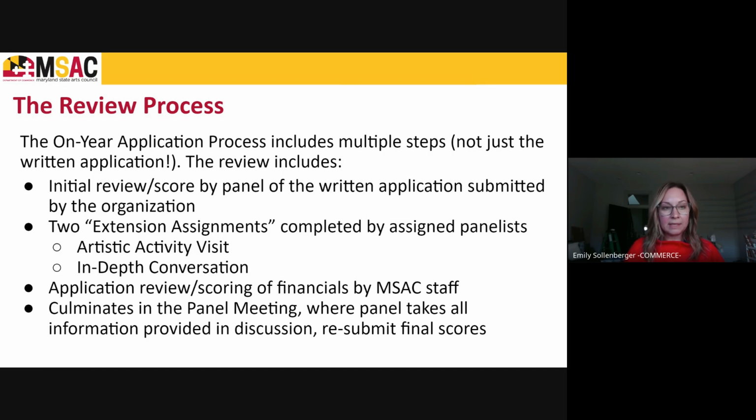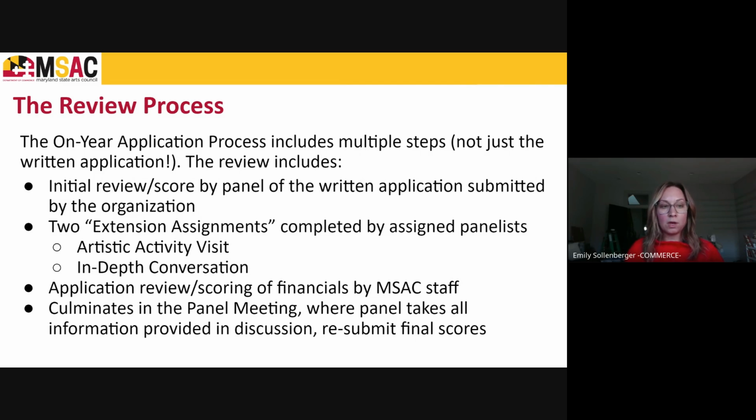After that part is completed, the panelists will then complete two extension assignments for your organization. We'll go into this in a little more detail, but there are two separate types of assignments, the artistic activity visit and an in-depth conversation. That is a requirement of the on-year review process: you get a visit by two separate panelists to complete those two pieces. The application is also reviewed by the State Arts Council staff, so that's Laura and myself. We also score the financials. So the panelists are not involved with scoring financials. That really falls on the State Arts Council staff.